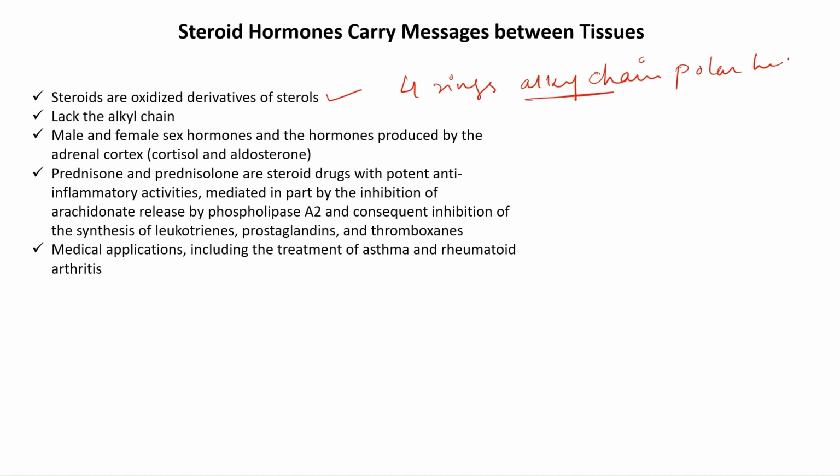Now examples of steroid hormones: all the male and female sex hormones are steroid hormones, as well as hormones produced from the adrenal cortex, that is cortisol and aldosterone. Now prednisone and prednisolone are steroid drugs having anti-inflammatory activities. So they also inhibit the synthesis of leukotrienes, prostaglandins and thromboxane. The medical application of these steroid hormones includes help in the treatment of asthma and rheumatoid arthritis.